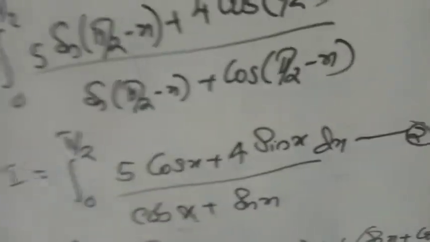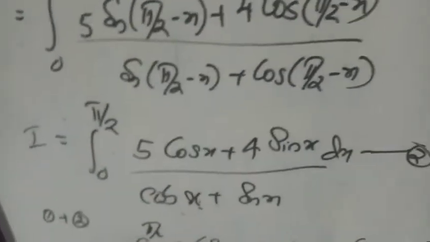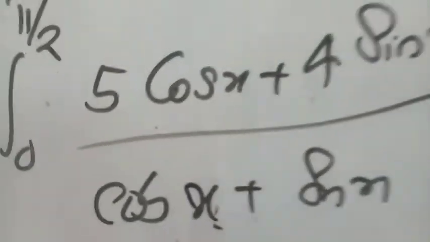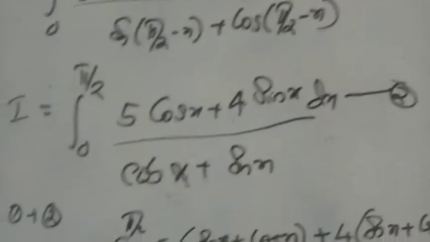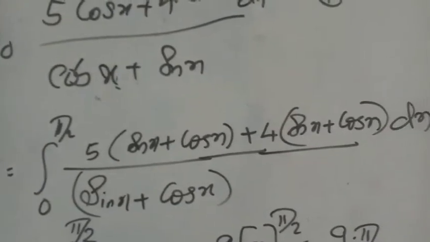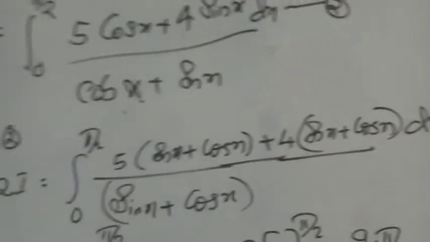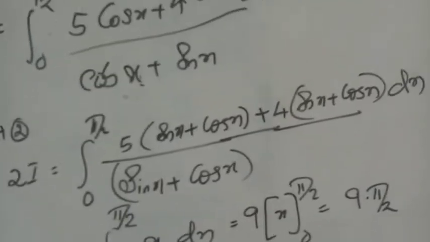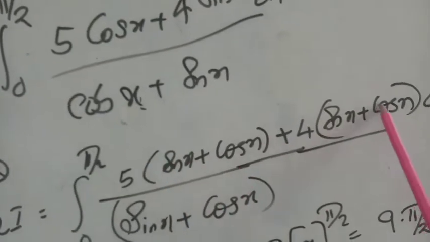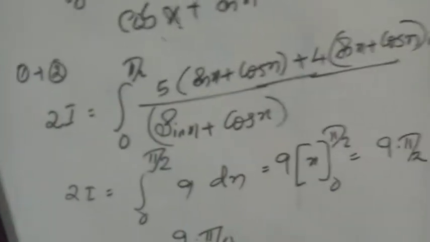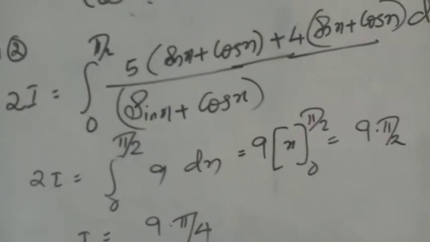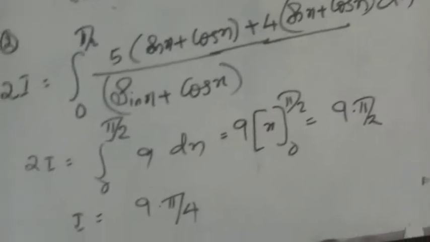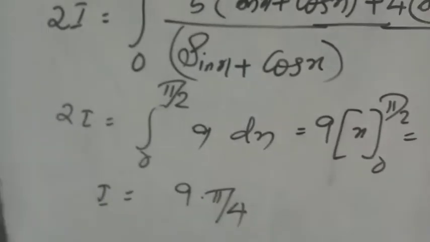And adding these two, the previous function has 5 sin x and here it is 5 cos x. You take 5 outside, and you will get the numerator as 5 into sin x plus cos x plus 4 into sin x plus cos x, whole divided by sin x plus cos x as the common denominator for both of them. You can cancel that sin x plus cos x as a common factor from numerator and denominator, and you will get 9 on the right side. Integrating that 9, you will get 9 pi by 2, and the required I is equal to 9 pi by 4.